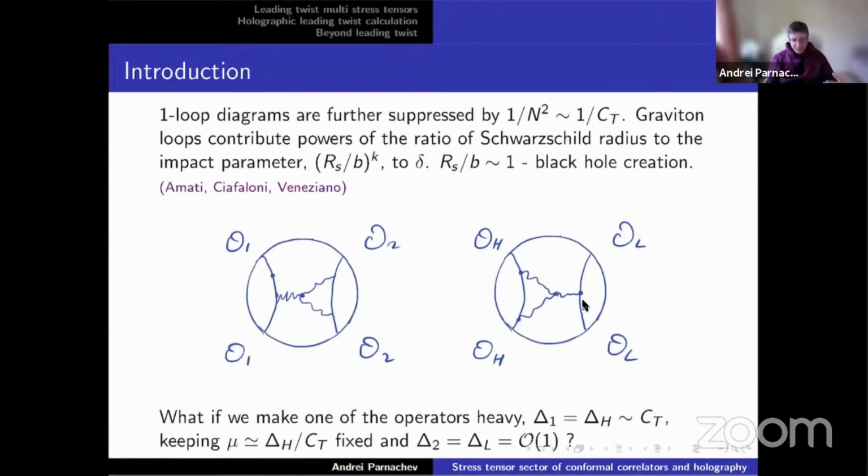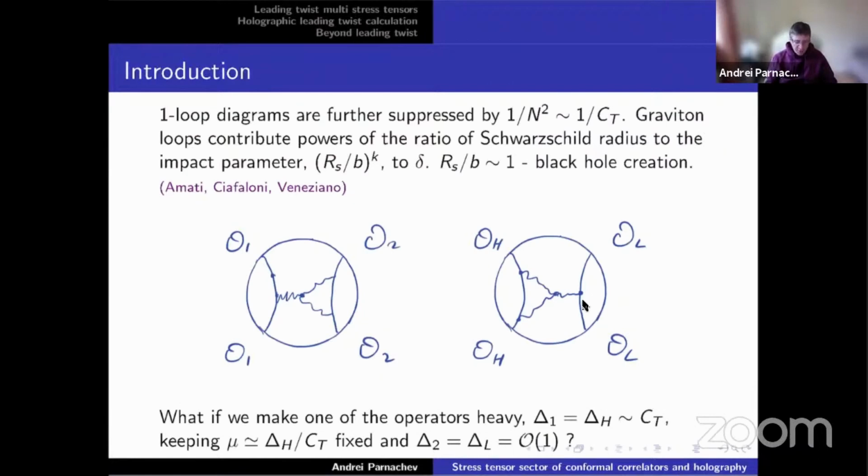they contribute powers of the ratio of the Schwarzschild radius to the impact parameter to the eikonal phase. And there's some interesting physics that happens when your impact parameter is of the order of the Schwarzschild radius. There's some black hole creation. That would be interesting to explore. But of course, dealing with all these diagrams technically is complicated.